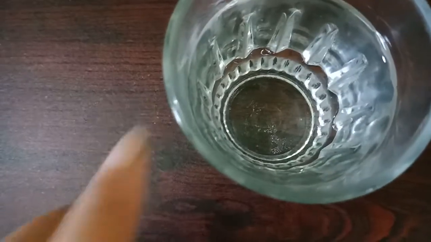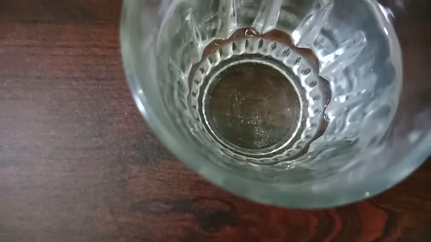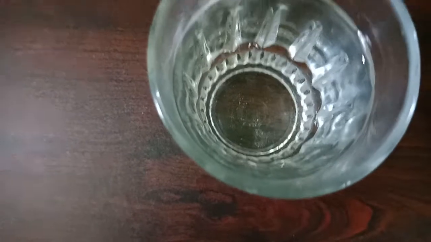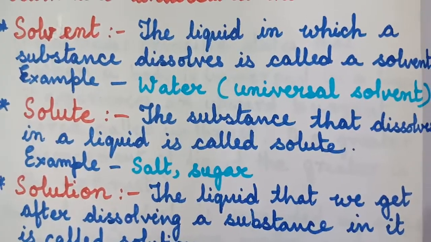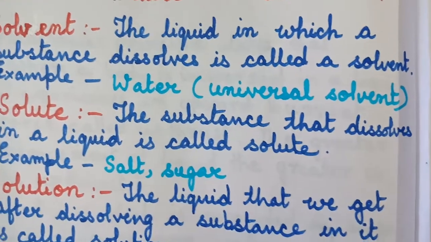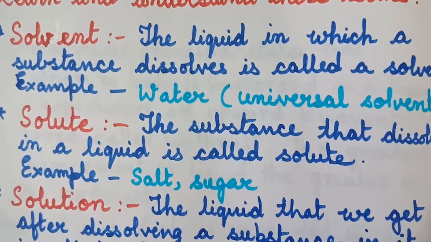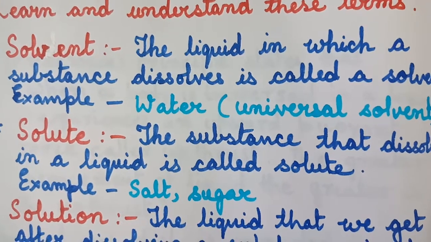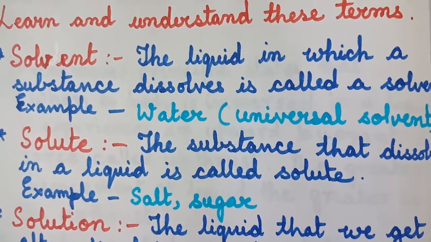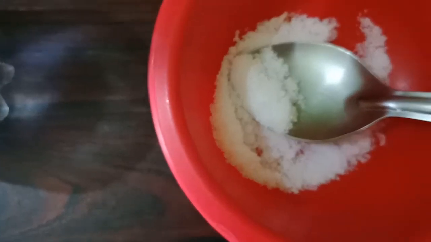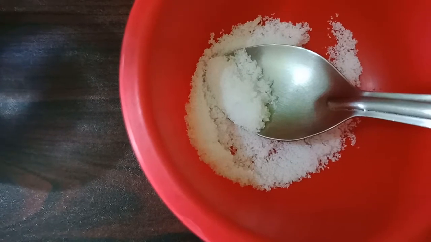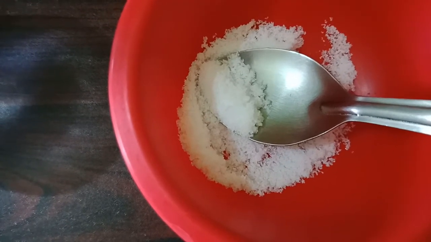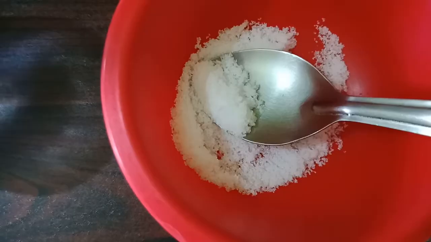So, water is the universal solvent. I have taken water here because water can dissolve many things in it. Next, solute. The substance that dissolves in a liquid is called solute. Example, salt, sugar. So, it is salt. It is a solute because it will dissolve in water. It will dissolve in the liquid.